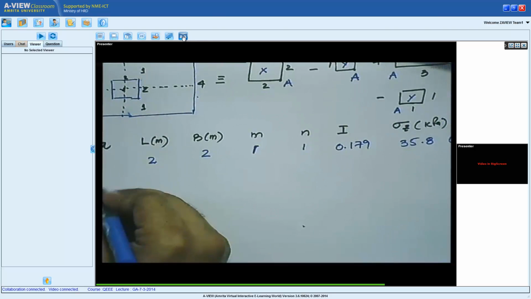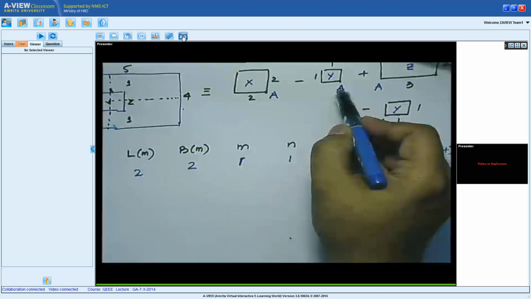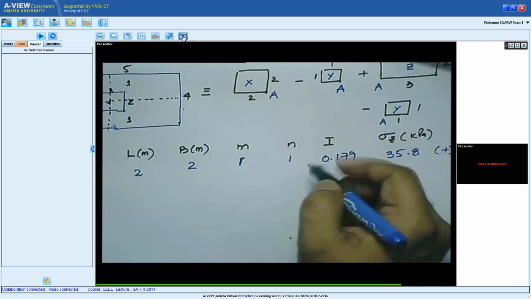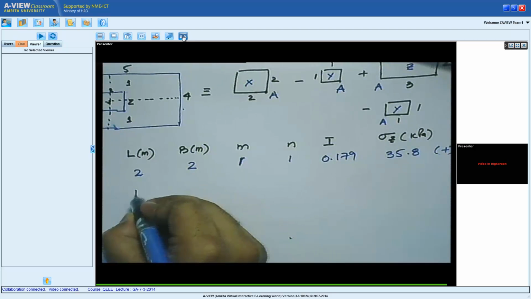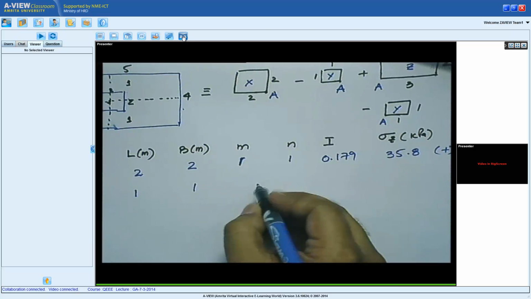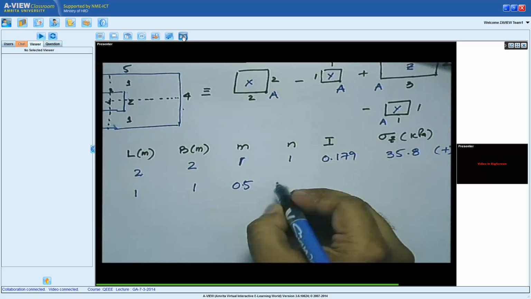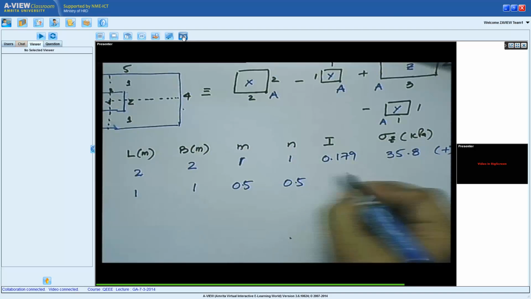Likewise, the second area Y is this Y. Each dimension is 1, depth is 2, so L is 1, B is 1. What about M and N? Depth is 2, so 1 divided by 2 is half. 1 divided by 2 is half.